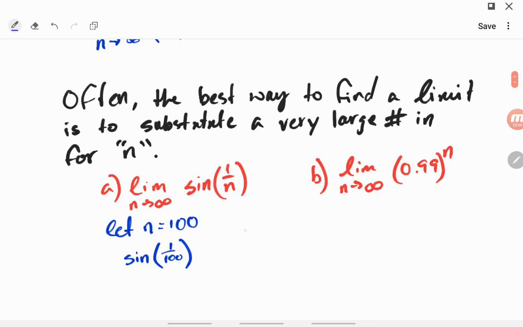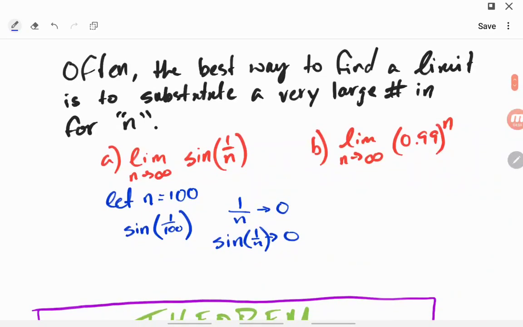So I can see that 1 over n approaches 0 as n gets larger. Same with the sine of 1 over n. This also approaches 0. So we can say the limit as n approaches infinity of sine of 1 over n is equal to 0. It approaches 0.